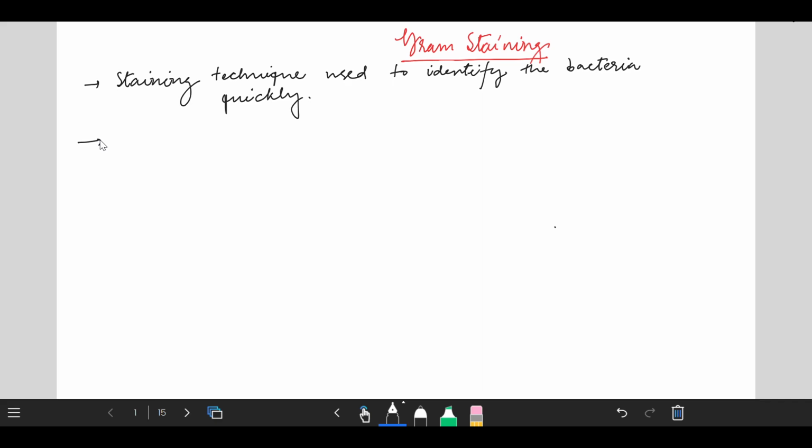Now, why is the name gram staining? Because Danish bacteriologist Hans Christian Gram first introduced this technique in 1882. And he used this technique to identify microorganisms that cause pneumonia. That is very important and used for the identification of pneumonia. We can write like pneumonia identification, okay?